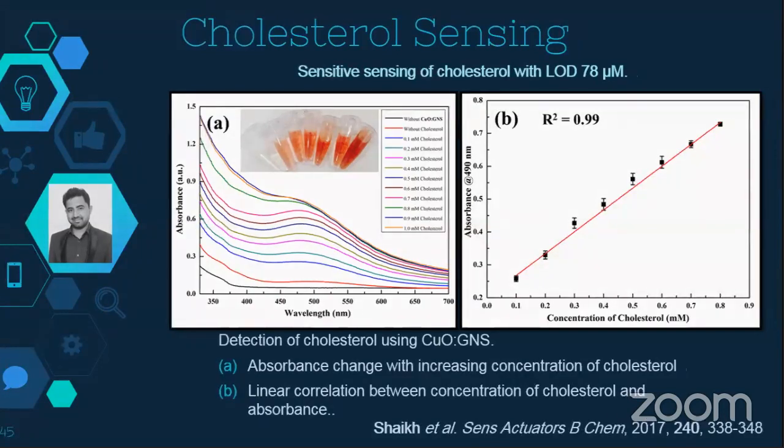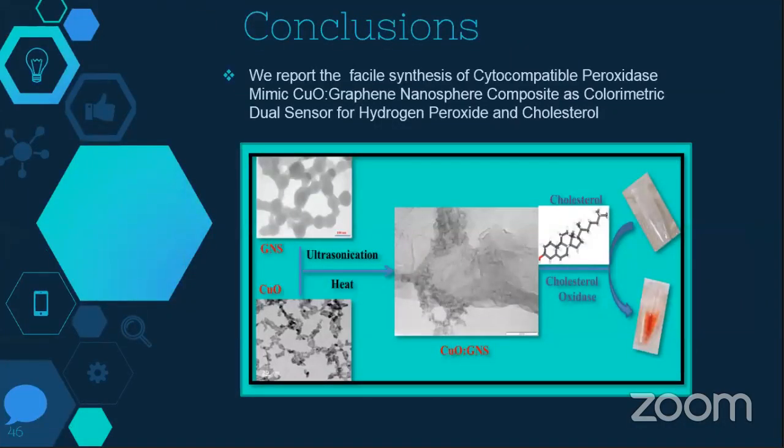So overall, what we can conclude is we report a facile synthesis of a cytocompatible peroxidase mimic, copper oxide graphene nanosphere composite, which can colorimetrically work as a dual sensor for hydrogen peroxide and cholesterol sensing.